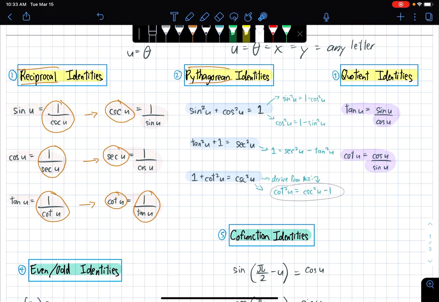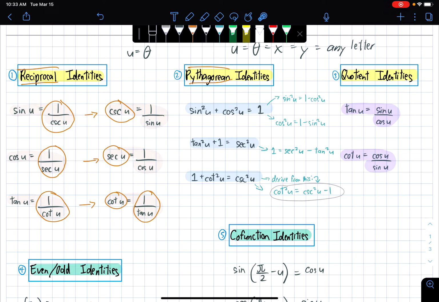Okay, so let's move on to quotient identities. As for quotient identities, these two identities are basically tangent theta and cotangent theta. As for tangent theta, it will always be equal to sine theta over cos theta. As for cotangent, it will always be cos theta over sine theta.